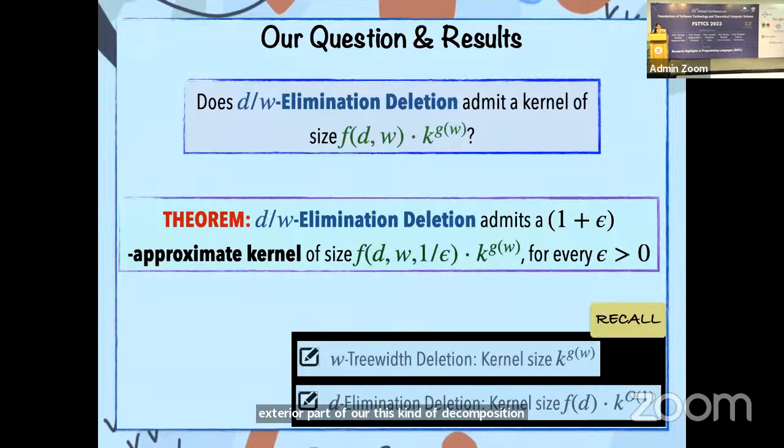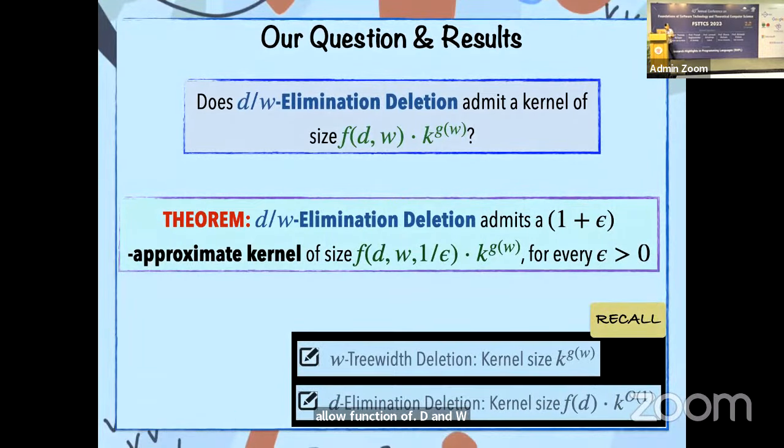So the question we were interested in is the problem that I introduced in the previous slide. Does that problem have a kernel whose size is something like this? Note that here g of w we cannot avoid, because otherwise we will end up refuting the result of Giannopoulou et al. that this dependence cannot be avoided. So this dependence is unavoidable, and here we allow a function of d and w.